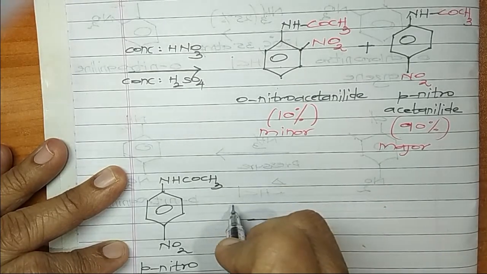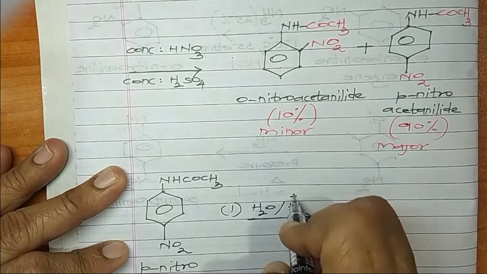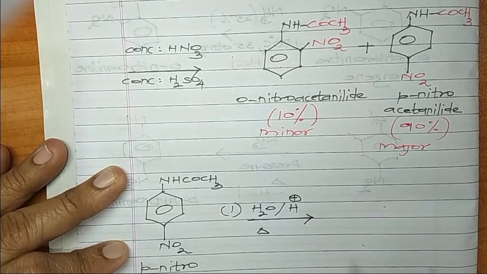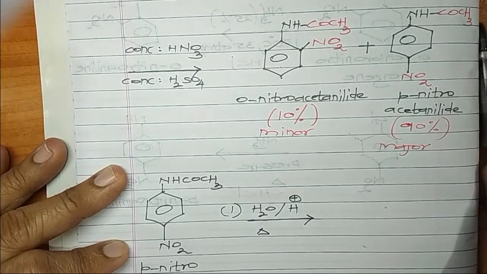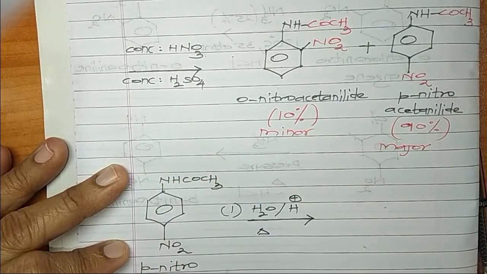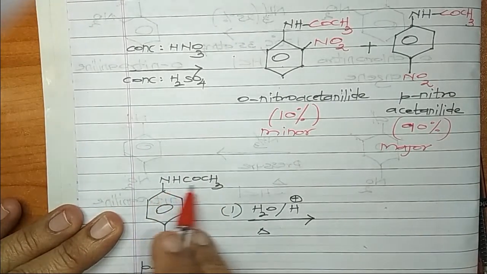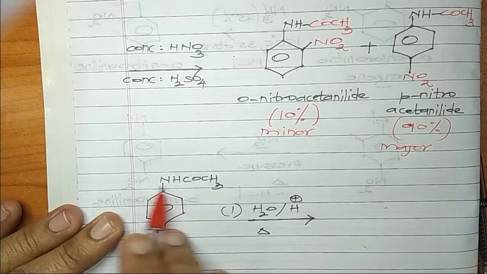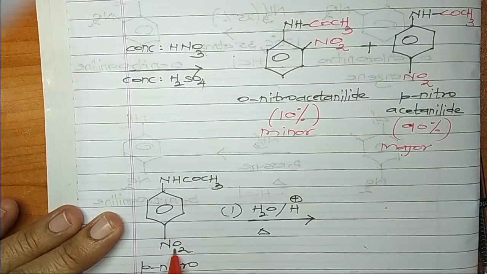Is it all right? So we will carry out acid hydrolysis and heat. The reaction will take place. Where will the reaction take place? So you focus here. The reaction will take place here. So this part and this part you will write as it is.